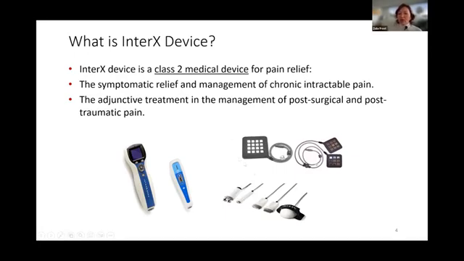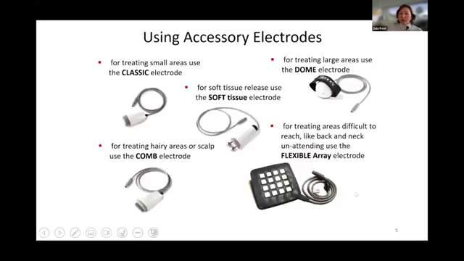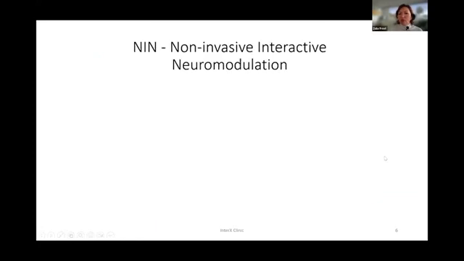Accessories: flexible arrays, which allow you to use the device unintended, and also in difficult to reach areas of the body. Soft tissue release to release fascia. Small cosmetic electrode, which normally we use on a very, very tiny part of the body. Classic electrode, which is for smaller areas, like joints. Comb electrode for working through the scalp and dome electrode when you work on the massive areas of the body. Here they all are for your information.